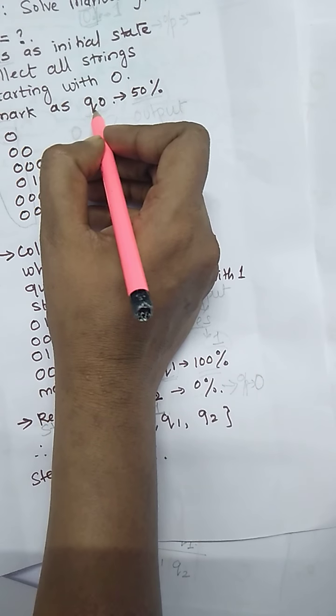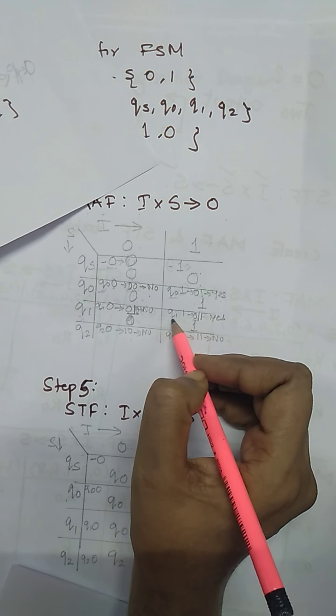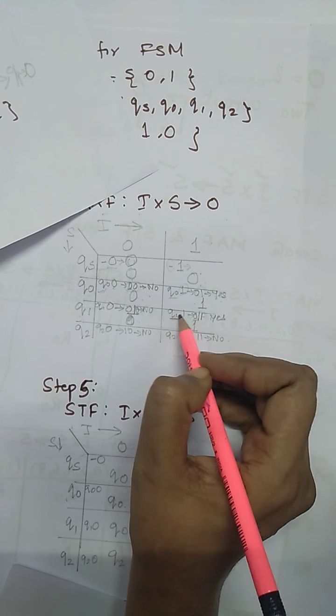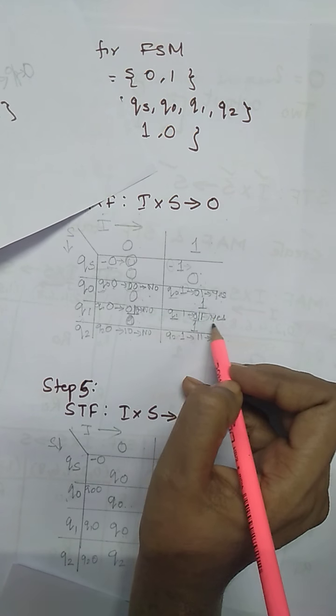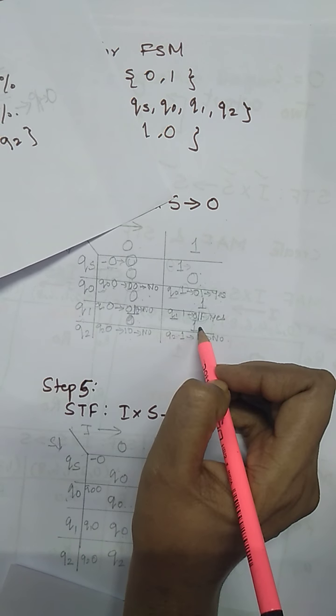So where is it going? It is going to the state in which the string has started with 0. So this is going to Q0. Now Q1 on 1. What does Q1 represent? Q1 represents the string 0 1 ending with 1. So this is according to our question: the string has started with 0 and ended with 1.